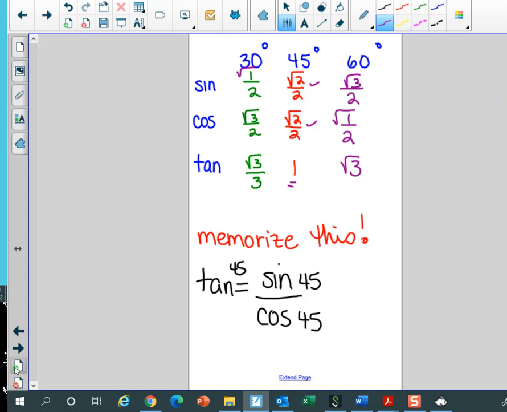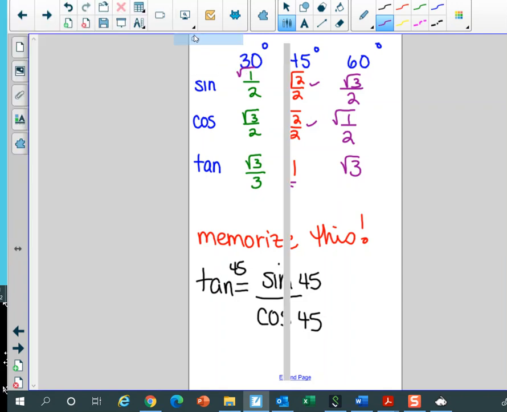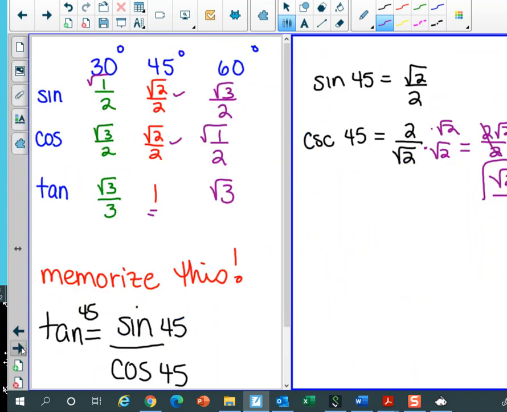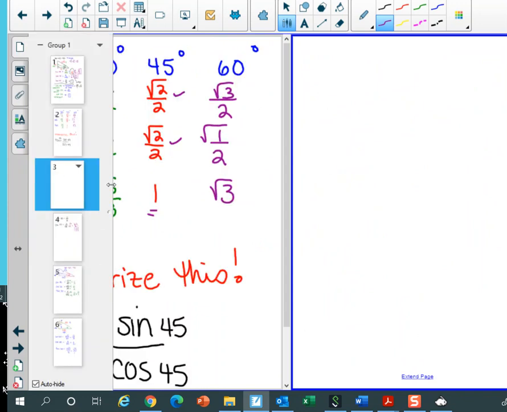So, you're going to have this chart memorized, okay, so that, let me throw a blank page in here real quick. Oops, hang on. All right.